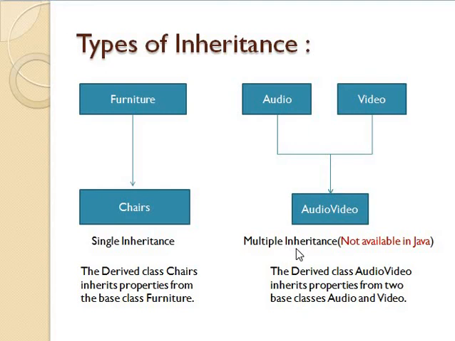Then the next type of inheritance is multiple inheritance, where there is one derived class which will be inheriting the properties from multiple base classes. So in this figure, the derived class audio video inherits the properties from the base classes audio and video. But unfortunately, Java does not support this type of inheritance. So multiple inheritance is not supported in Java.